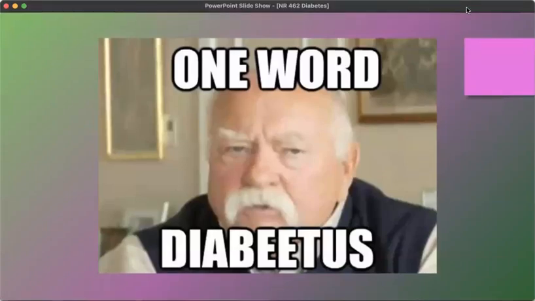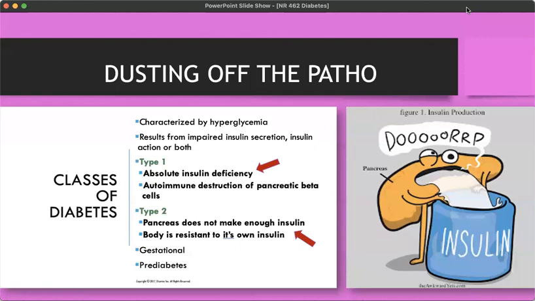All right, let's talk about diabetes. So real quick, just to dust off the patho and review for a second, we've got two types of diabetes. Type 1 is where we have our absolute insulin deficiency. Type 2 is where we don't have enough or we have resistance to insulin that is naturally produced. So to restate that in my words, type 1, you can't make it. Type 2, you can't use it if you do make it. So those are our big two patho considerations that we need to think about when talking about diabetes.